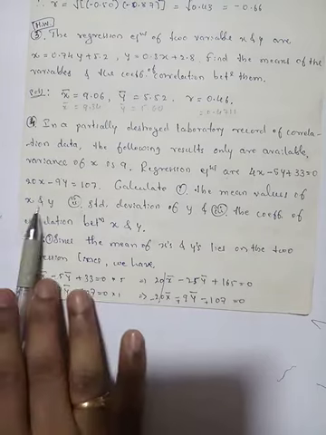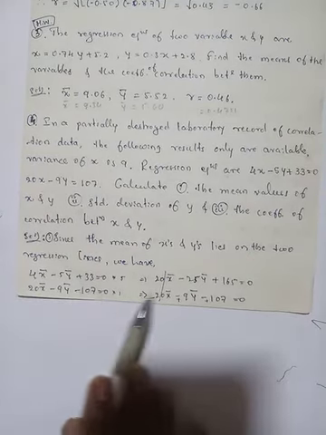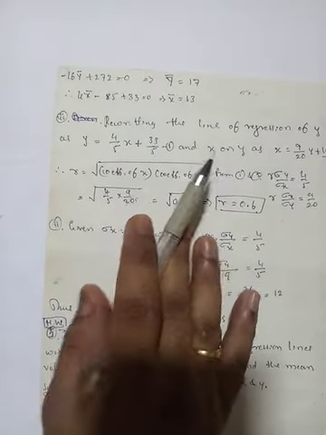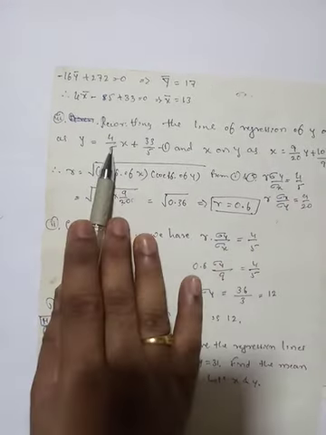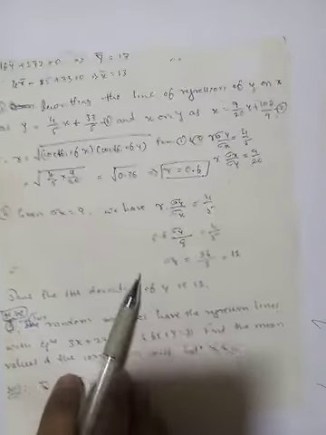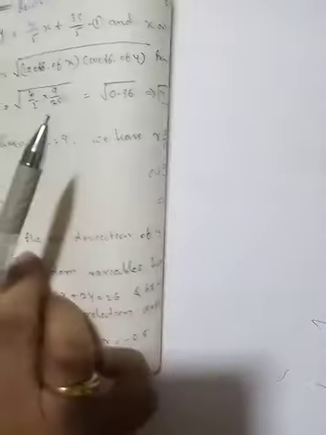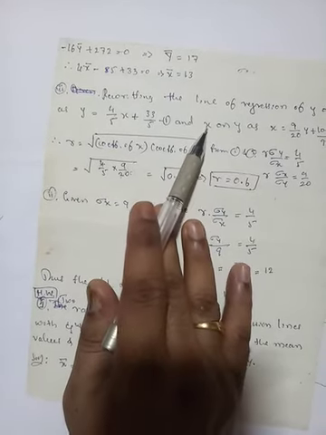So the first one is very simple. To find the mean values of x and y, we take x as x bar and y as y bar. We solve these simultaneous equations and find the values of x bar and y bar. Now, rewriting the line of regression y on x: from the first equation we took the line of regression of y on x, and the second equation we took as x on y.